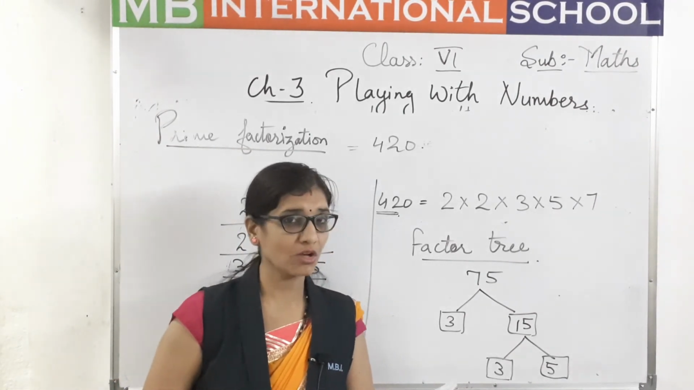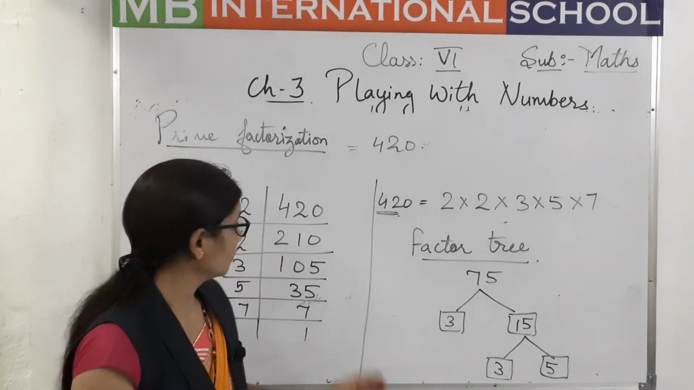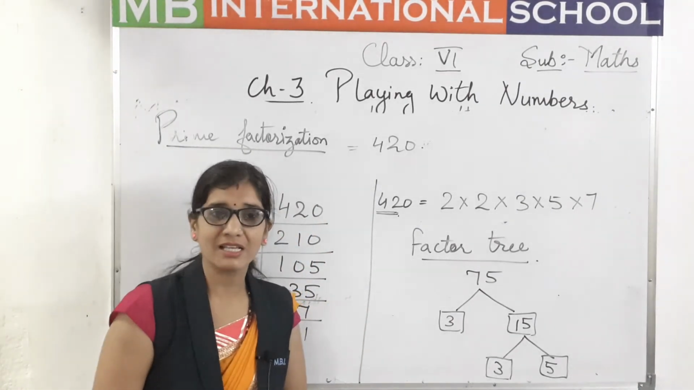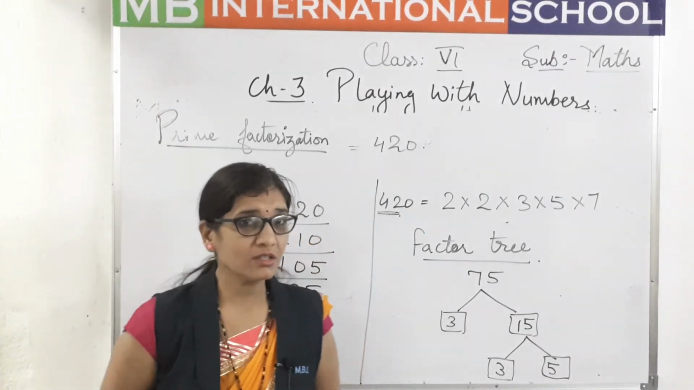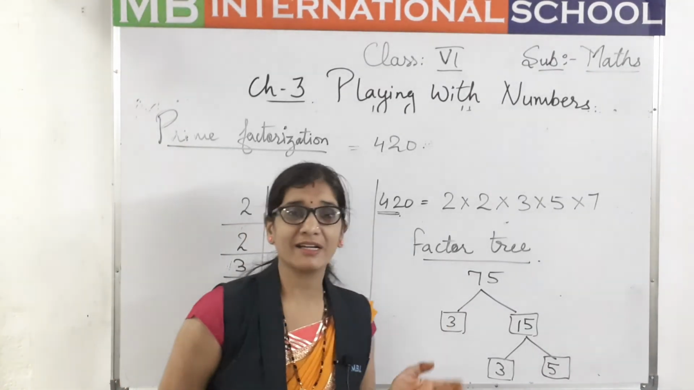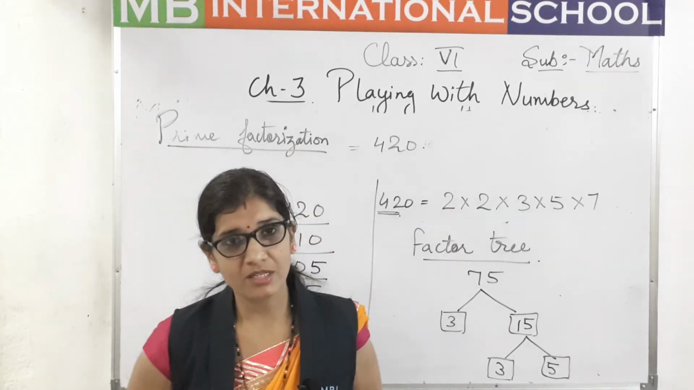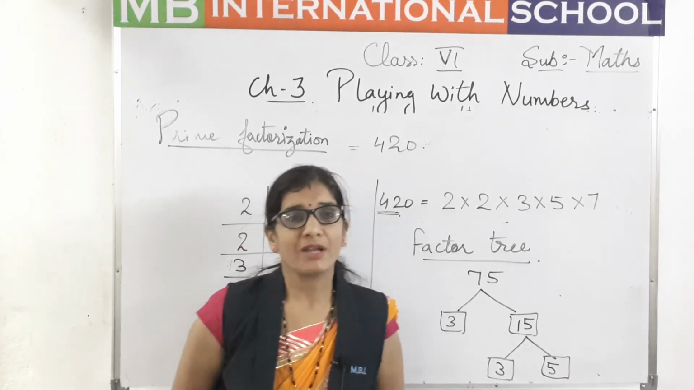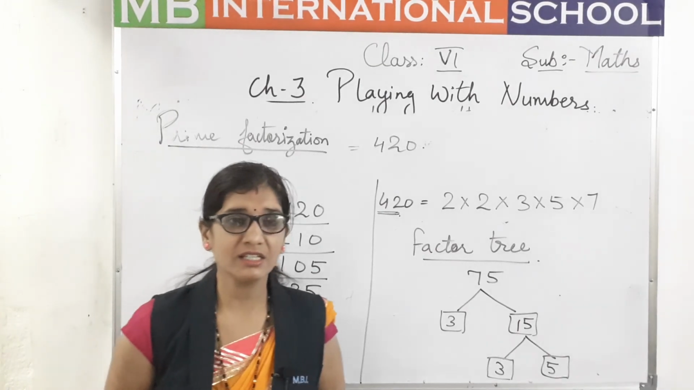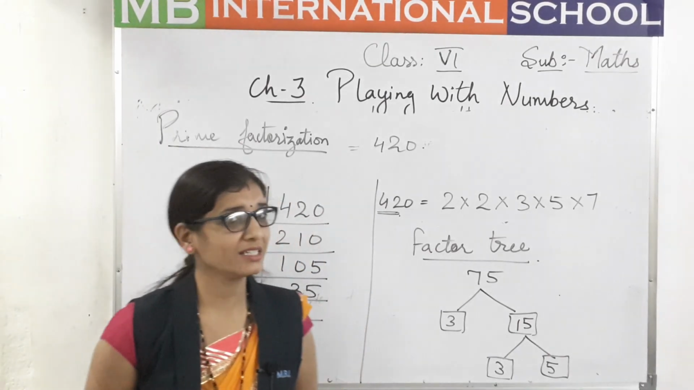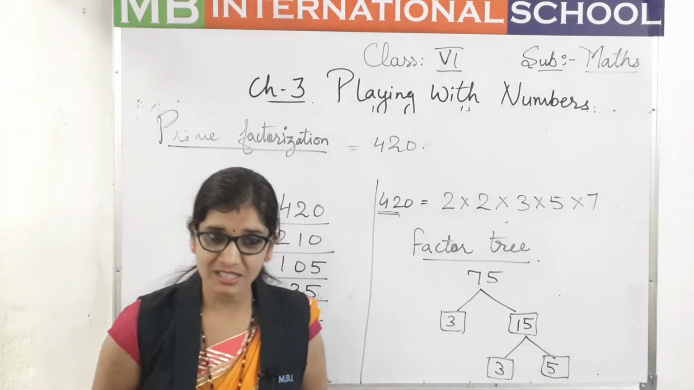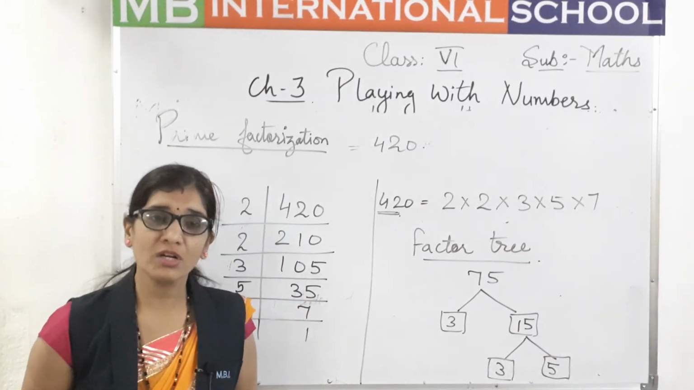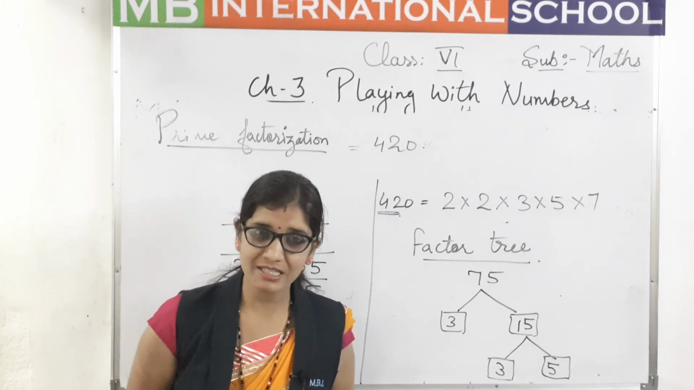Now we are going to the next topic, that is HCF and LCM. Now children, we have completed these topics: factors, multiples, common multiples, prime factorization, factor tree. In this lecture we have completed these topics. Now we are going to study about the HCF, LCM and more with examples in our next lecture.